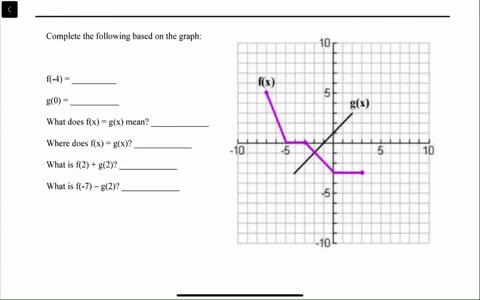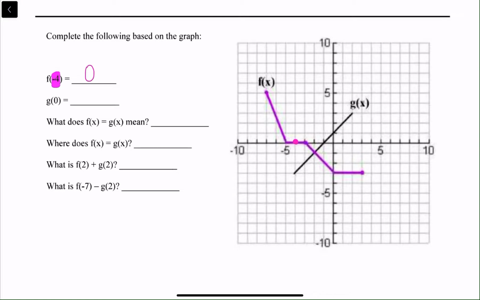So my first problem says f of -4. Since -4 is within the parentheses, it is going to be an x value. So I'll go to -4 on my x-axis and look for my purple graph. I hit it on the x-axis, meaning I did not have to move up or down, so my y value is 0.